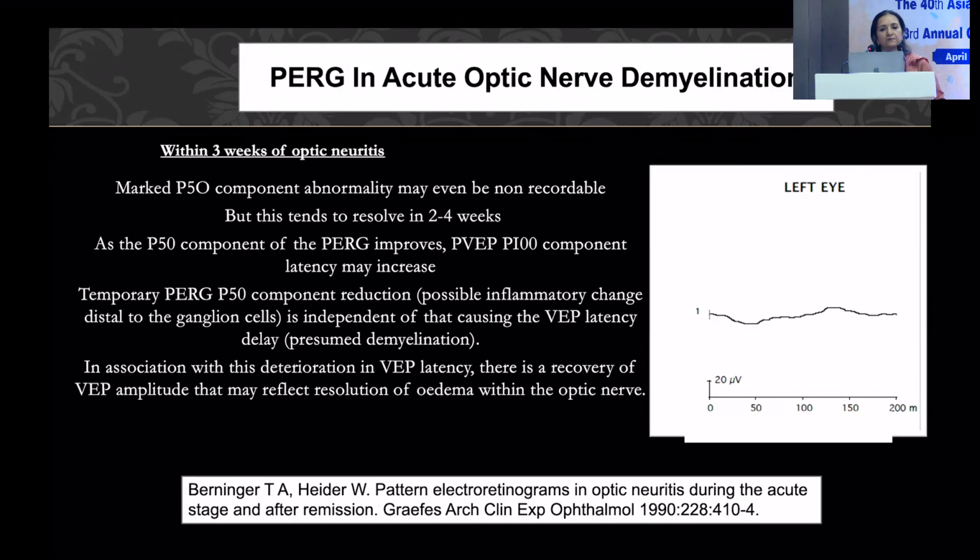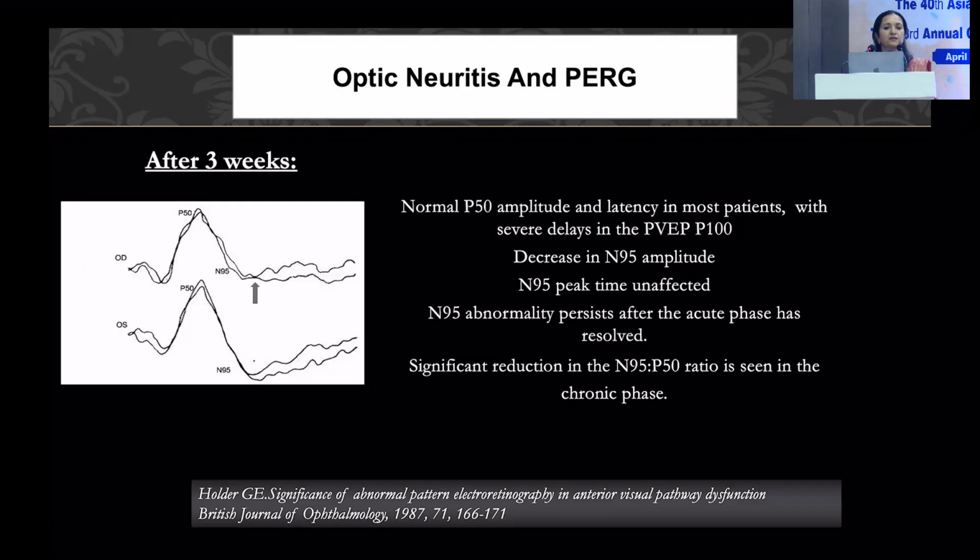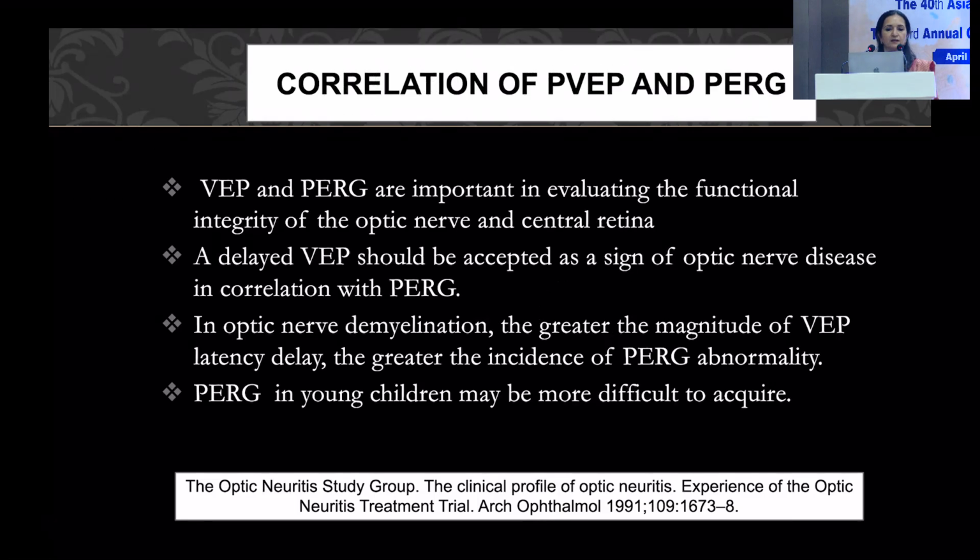The typical example which I'll share with you, only one example, is that of pattern ERG in acute optic nerve demyelination or optic neuritis. We know that within the first 3 weeks it will be unrecordable. Why? Because in the first 3 weeks you have a sudden drop in vision. So when the visual acuity is poor, the eye does not recognize the pattern, and all components, P50 and N95, go away. But as the visual acuity improves, you have improvement in P50, but N95 remains subnormal. So this is typical, that this is an optic nerve disease that you are looking at.